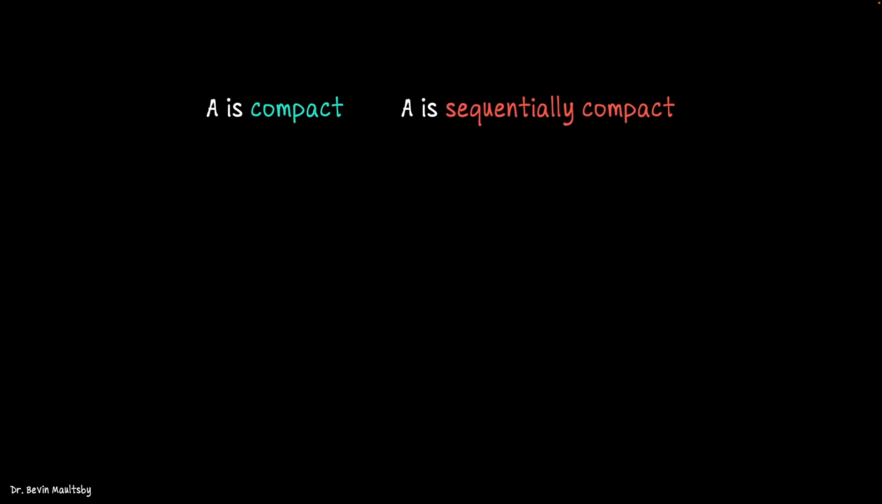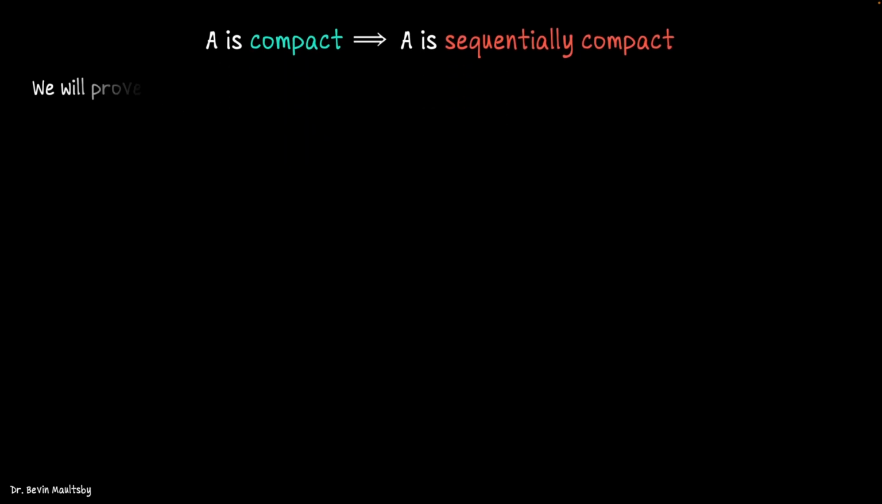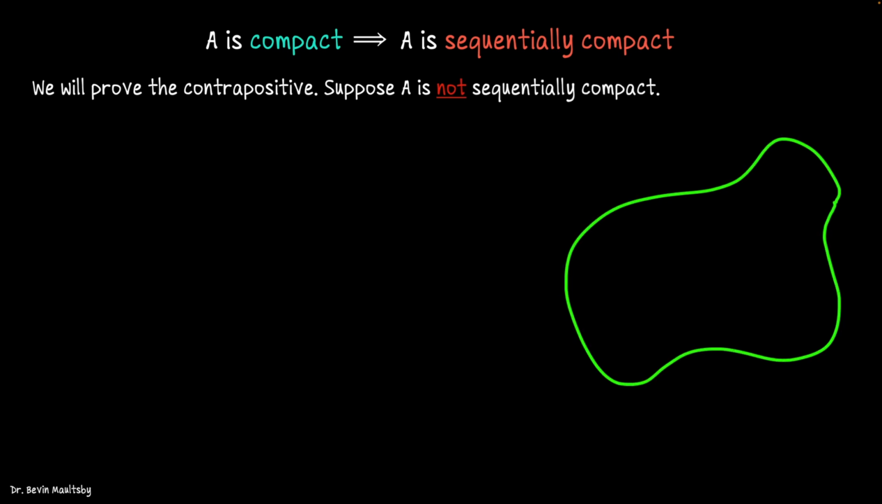All right, so let's start with the forwards direction. As I mentioned a moment ago, we are going to prove the contrapositive. So suppose the set A that we are looking at is not sequentially compact. What would it look like to negate the idea that every sequence in A yields a subsequence which converges to a limit in A? We have to imagine that there exists a sequence in A with no subsequence converging in A.